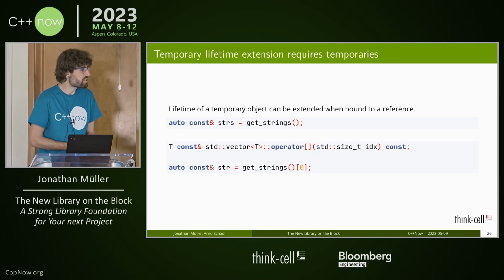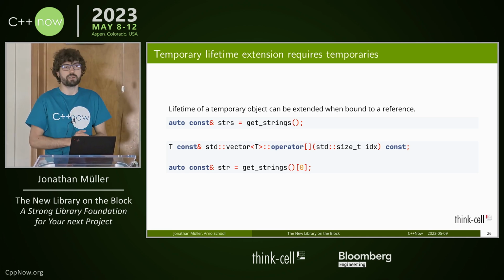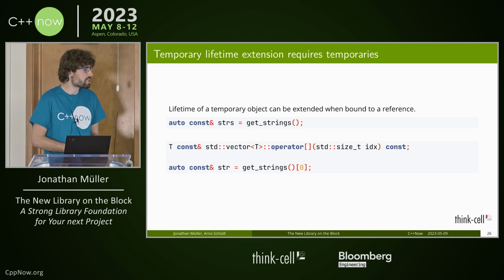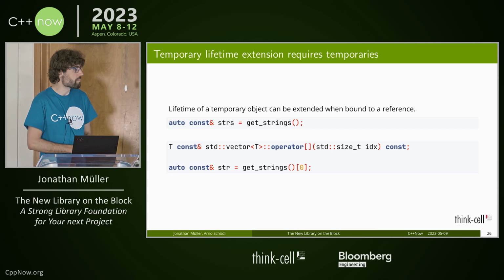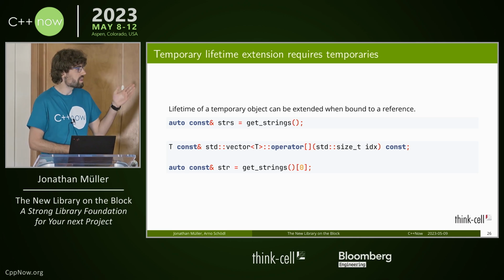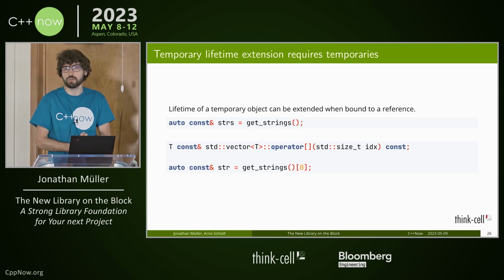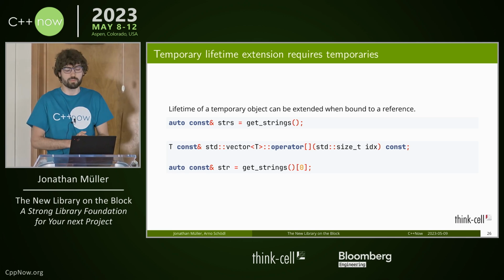But in the second case, we're not actually binding a temporary object to a reference because the operator of the vector already gives us an L-value reference. So we're just binding an L-value reference to an L-value reference. Temporary lifetime extension doesn't kick in. And we have a reference to a temporary, part of a temporary that is going to be destroyed at the semicolon. This thing was fixed in the range-based for loop in C++23. So there's now an exception if you do that sort of thing in the range-based for loop.